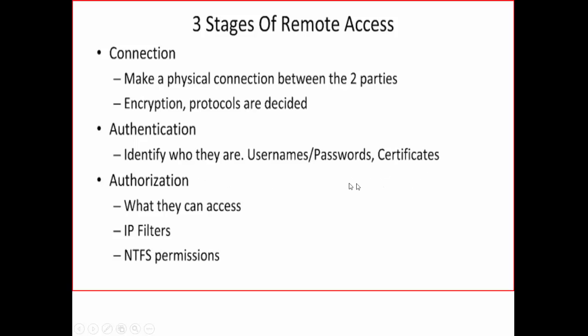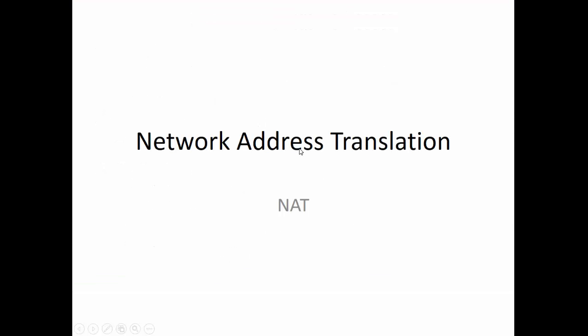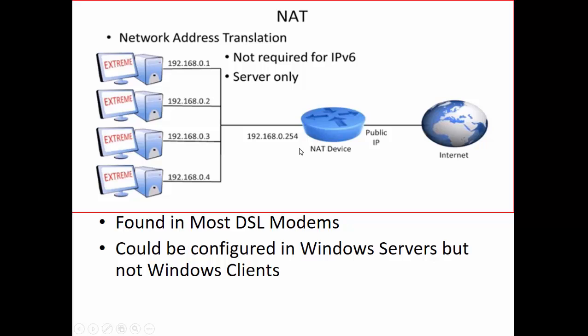These are 2 ways you can put that. Authentication, then authorization. Once you get connected, what resources you can use, right? So IP filters, like you can give an IP range as well, or what they can access, and NTFS permissions, of course, you should already have there. So NAT is network address translation. Public IP translates to private IPs. Anyone has any confusion on that?